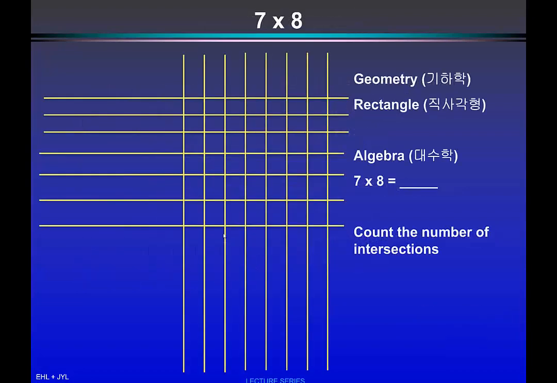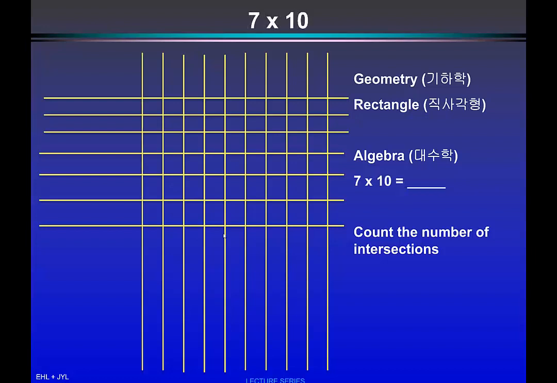And here you have 7 times 8 is 56, which is a rectangle because you have 2 sides that are different. 7 times 9, again you have another rectangle. 7 times 9 is 63. 7 times 10 is 70. 7 times 11 is 77. And 7 times 12 is 84.